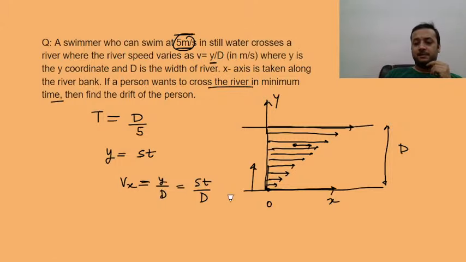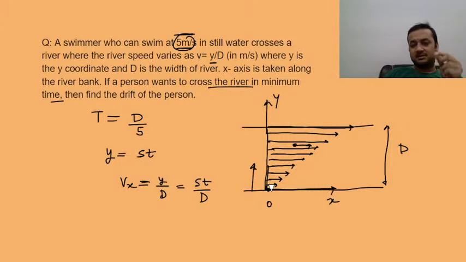From here, you can simply say that as time moves ahead, his velocity along x-axis will increase linearly, as a linear function of time. That means for the first second, he will move very slowly along x-axis. For the next second, he will move faster, and then even more fast, and even more fast. This will continue till the time he crosses the river.